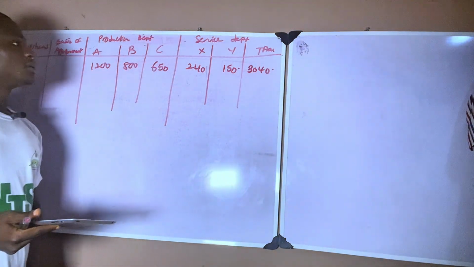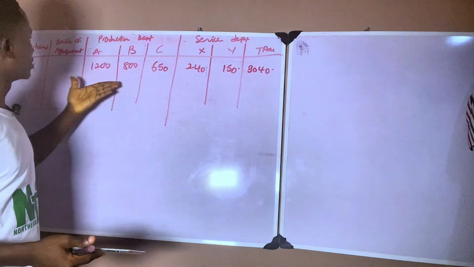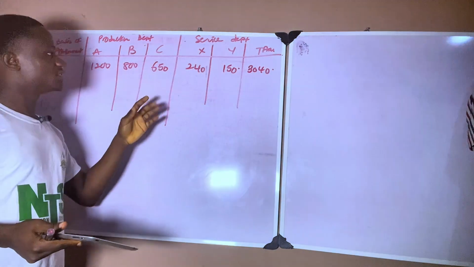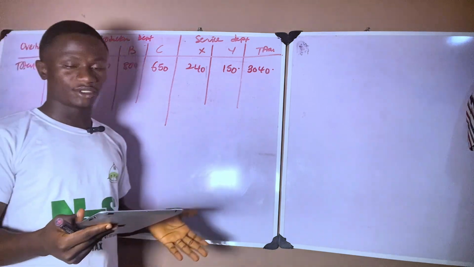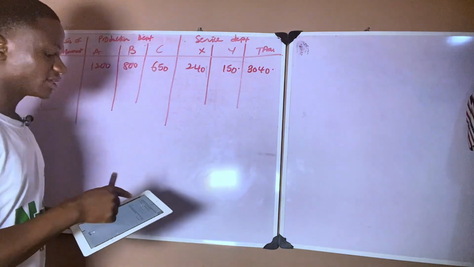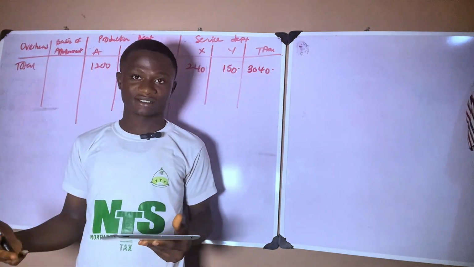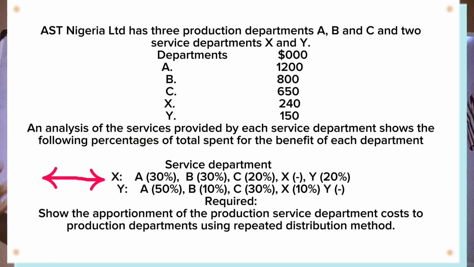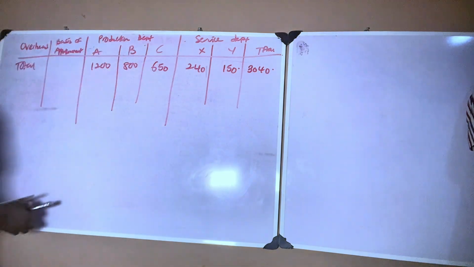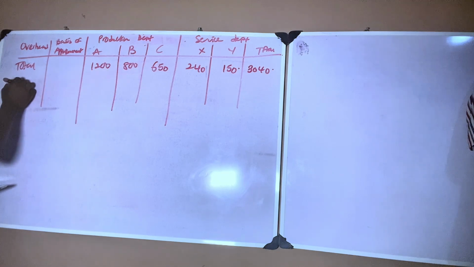Now we want to apportion service departments X and Y to these three production departments using the basis that we're being told, using the repeated distribution method. Let's start with service department X, because we were told in the question that service department X starts, the basis being 30 to 30 to 20 to 20. Now we go to reapportionment.